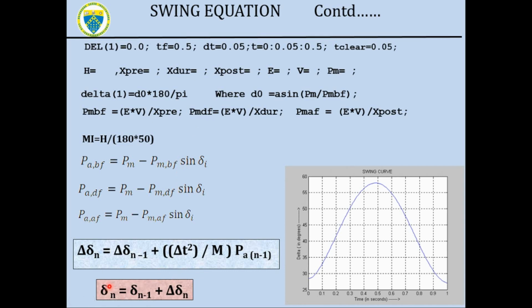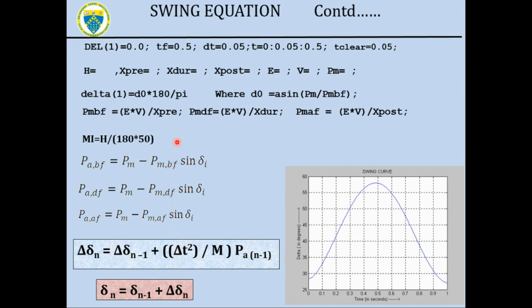You need to evaluate this for different timings. At t equal to 0, what is delta? At t equal to the next step size, 0.05, what is delta? At t equal to 0.1, what is delta? Till it reaches 0.5, evaluate the different values of delta. Finally plot delta versus t. That will be your swing curve, which is nothing but the solution of the swing equation. Is it clear? So this is a reverse way I have explained it.